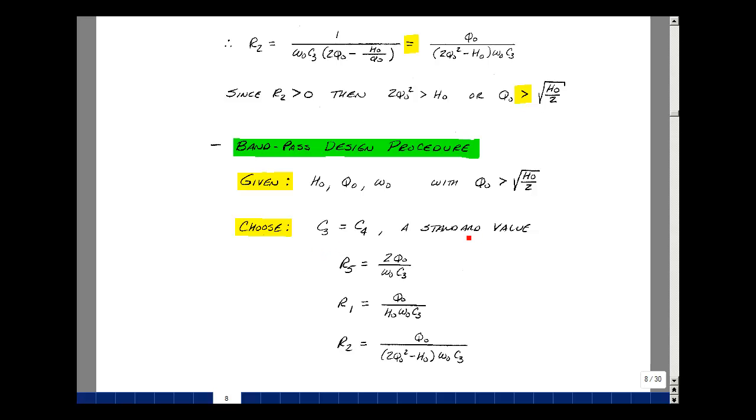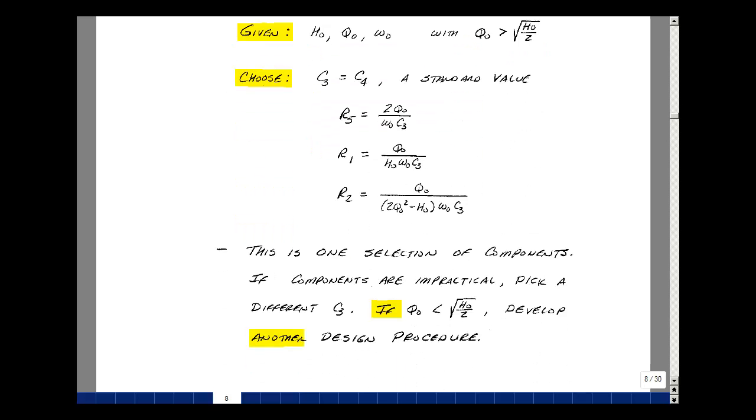We'll do that. We'll pick a standard value that's in our parts box, and then our values of R5, R1, and R2 are a consequence of our equations, and our values of H naught, Q naught, and omega naught, and our initial pick of C3. And just reiterating what we had above, if you do get an impractical result, just pick a different C3. If this isn't true, then you have to actually do a different design procedure. Maybe you have to pick C3 to be twice C4. You have to play with that to find the right combination.